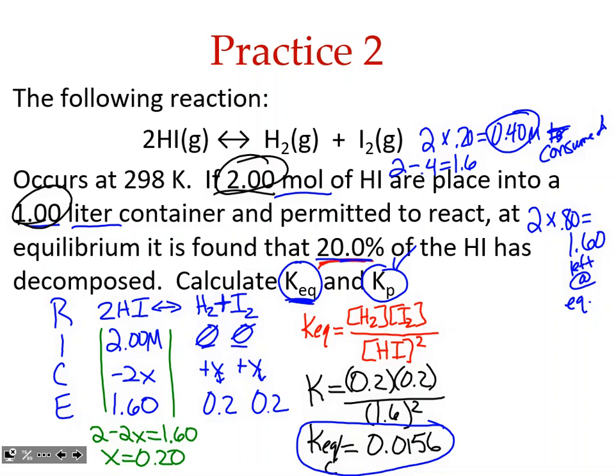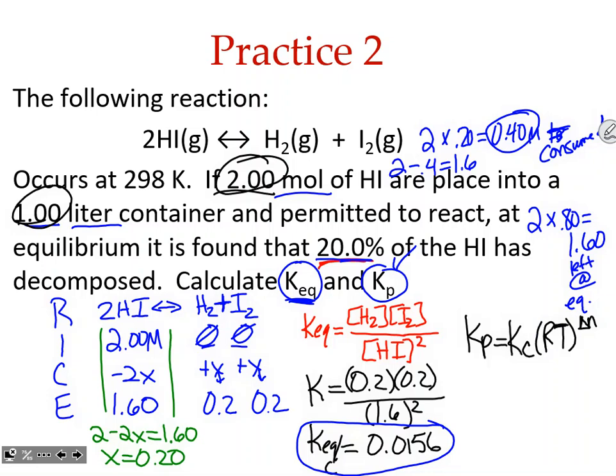Isn't there a relationship between KP and KC? Yeah, that equation with the delta N, right? What was that equation with the delta N? It was in the first set of notes, or the second set of notes, but it's in one of the notes we've already done. KP equals KC (RT) to the delta N, right? That thing with the delta N in it, yeah.